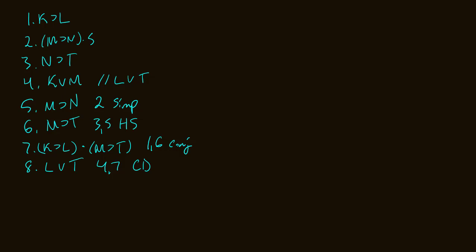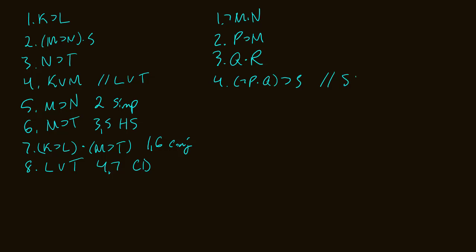We're going to have, let's say, number 1 will be not M and N. 2 will be, what do we have for 2? We have P then M. 3 is, I don't know what we have for 3. We have Q and R. And then for 4, we have if not P and Q, then S. And the conclusion I want to draw is S or T. As you can see, T is nowhere in any of the premises. So what I'm thinking right now is that's going to come from addition.